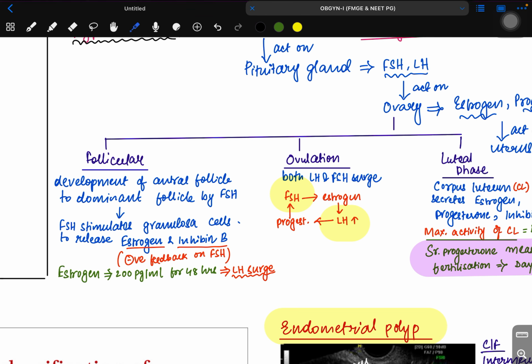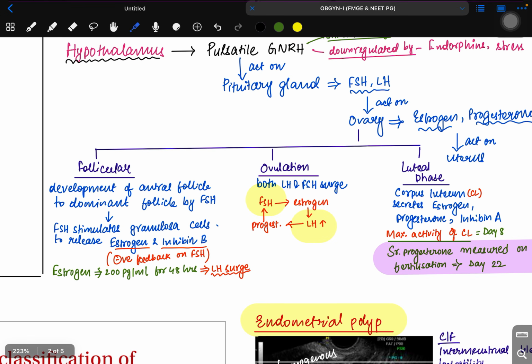So what's happening? You can see this is a complete cycle. This FSH will stimulate the granulosa cells to release estrogen. Now, estrogen will do what? Estrogen will make the LH surge. LH surge will lead to progesterone, and progesterone decrease will lead to the FSH. Okay, so that's a complete cycle.